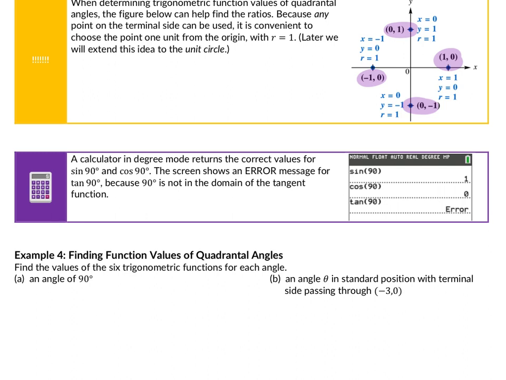But in degree mode, it returns the correct values for sine and cosine. So if we said sine of 90, you would get 1. Cosine of 90, you would get 0. That's correct. However, if you typed tangent of 90 in, it would tell you error. If you're using your calculator as a tool and you get the word error, that is when you know that you got an undefined value. You put a 0 in the denominator, technically. I think the error message that pops up is literally error undefined, but if you get an error, it's because that trig function is undefined there.